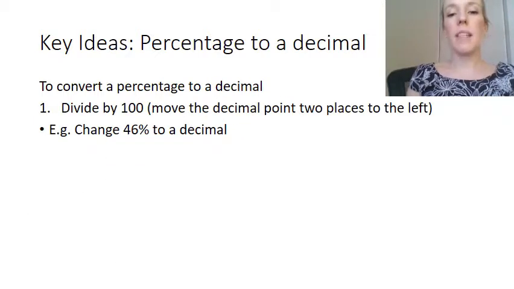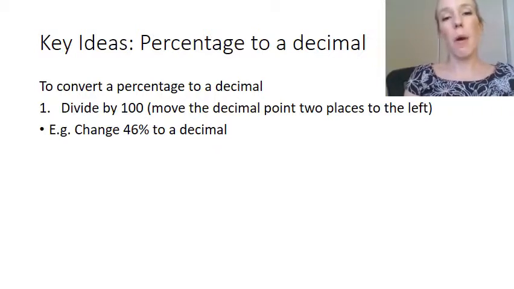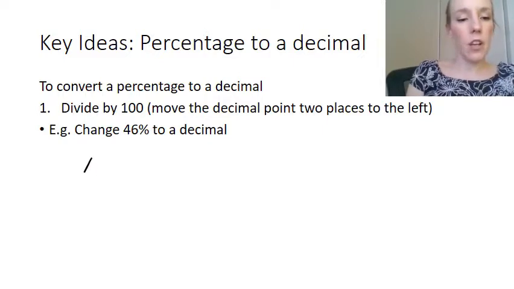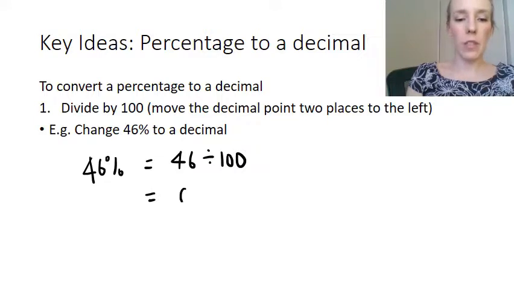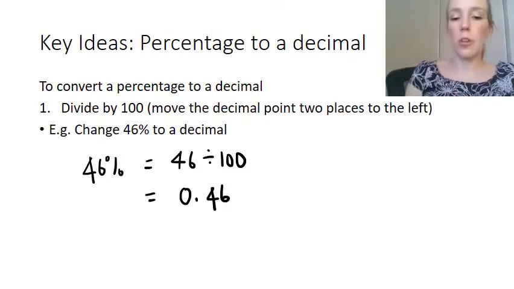Okay, so converting percentages to decimals. To convert a percentage to a decimal, all you have to do is divide by 100. That just means moving the decimal point 2 places to the left. So 46% to a decimal means 46 divided by 100, and that equals 0.46. So I've just moved that decimal point 2 spots to the left.